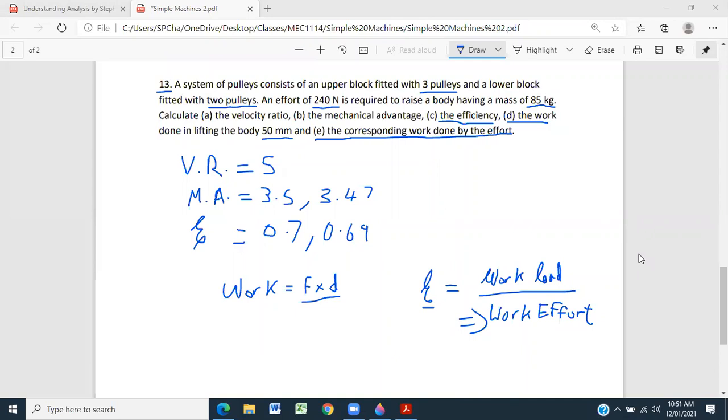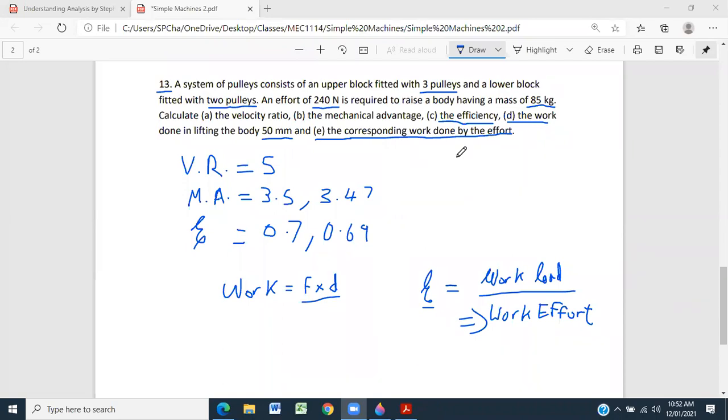Okay, so I guess enough people have finished, and who wanted to work the question on the board? Steve? Yes, sir. I wanted to work the question. Okay. Excuse me, sir. So for the corresponding work done by effort, how are we solving that?